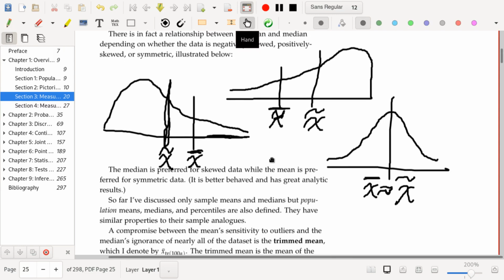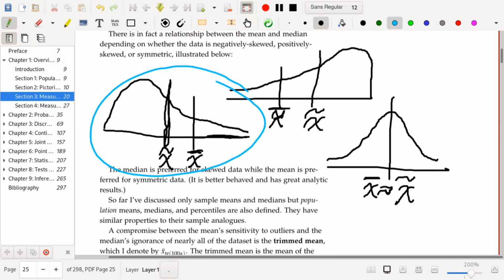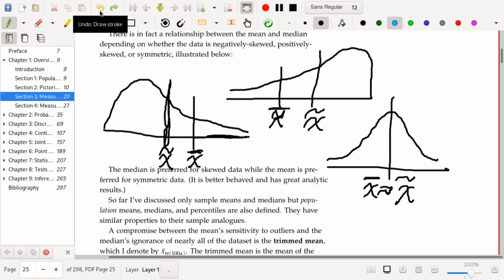Thinking back to some examples of positively skewed and negatively skewed data sets, I said that a positively skewed data set is incomes. This relationship means that the average income tends to be larger than the median income. And economists generally prefer to use the median income for income distributions because it seems inappropriate to use the mean.